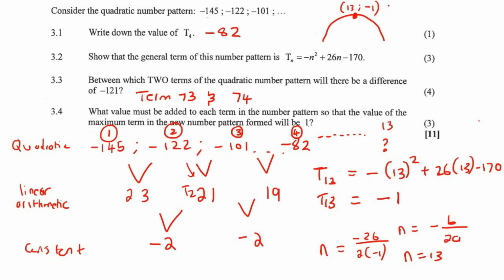Now they said, what value must we add to each term in the pattern so that the maximum is 1? Well, at the moment, it's minus 1. So what must you add to make it a positive 1? Well, you can just add 2, right? Think about it. If this graph is at minus 1, if you just add 2, then it's going to move 2 places up. And that means that the minus 1 is going to turn into a positive 1. So the answer for that question would be a 2.